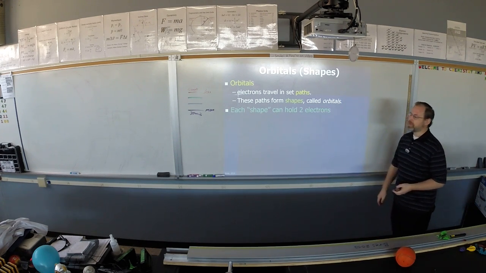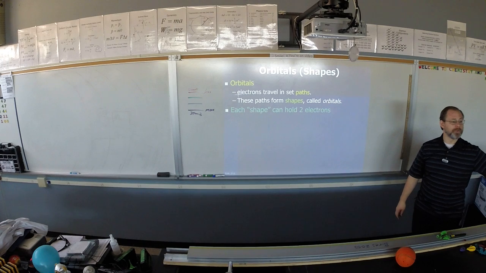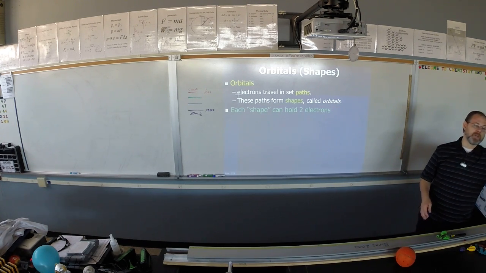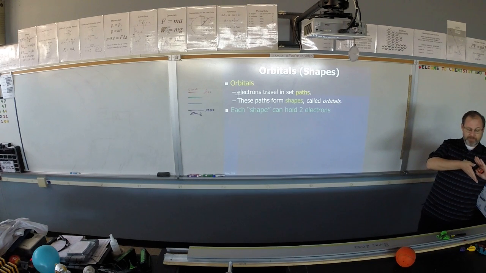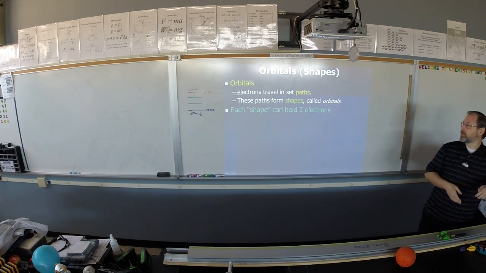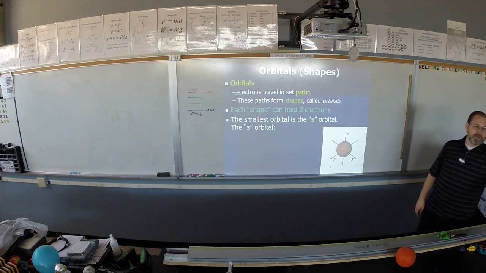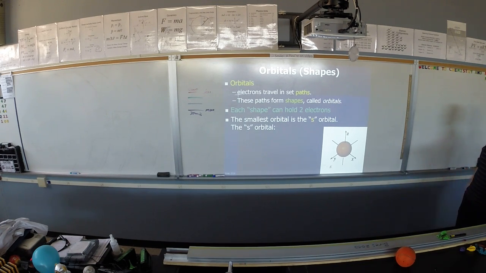Okay. So each shape can hold 2 electrons. And we're going to find out later on that when they do hold 2 electrons, they are going to be what's called spin paired. We'll talk about that in a little bit. So the simplest shape is the s. S for sphere, maybe.